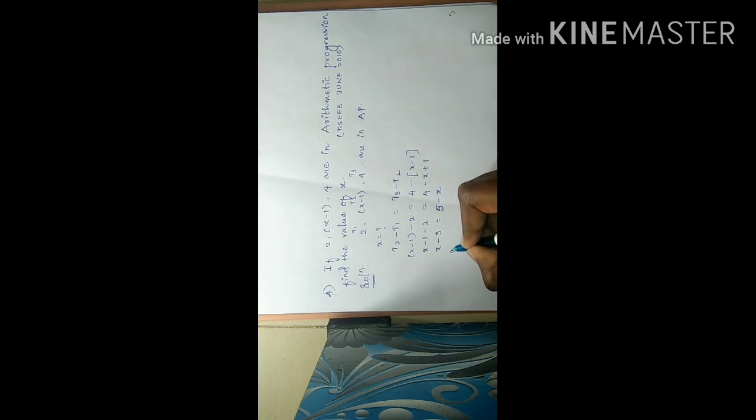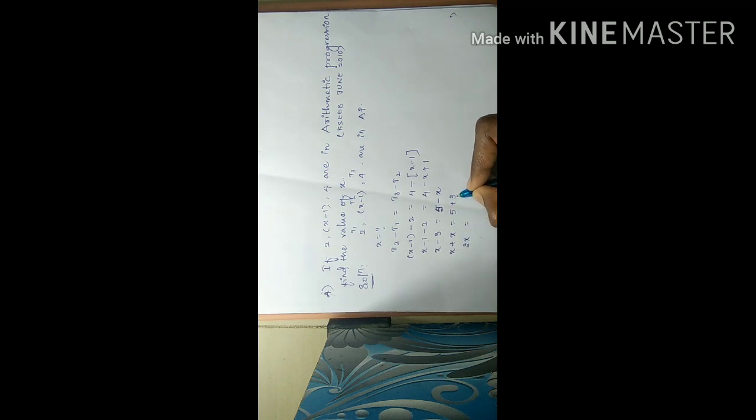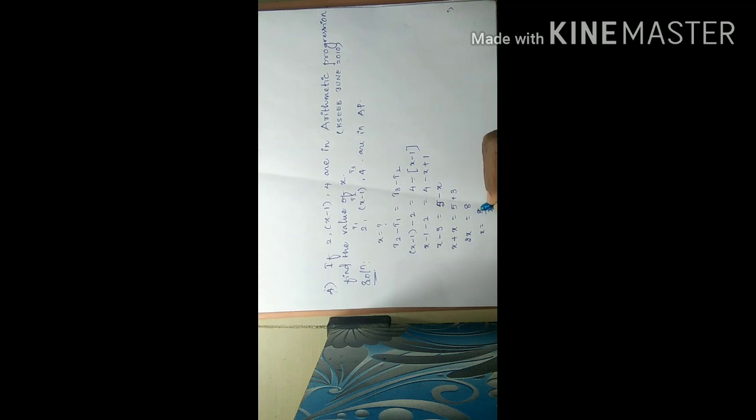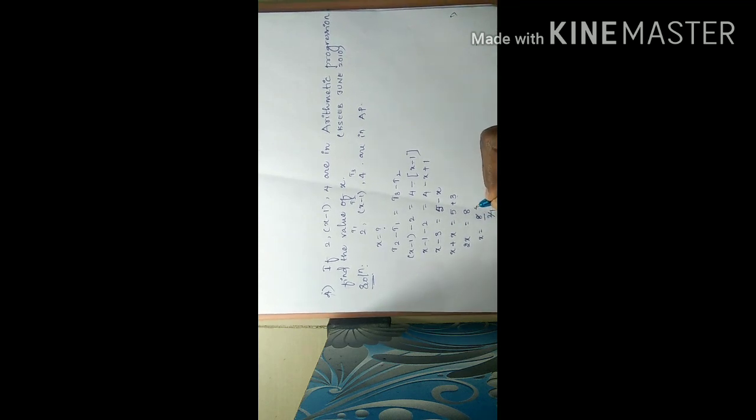Let me take x to one side. x plus x is equal to 5 plus 3. So x plus x is 2x, is equal to 5 plus 3, which is 8. So x is equal to 8 divided by 2. So 2 ones are 2, 2 fours are 8. So x is equal to 4.